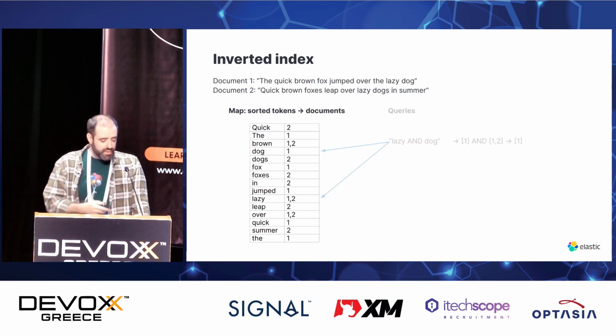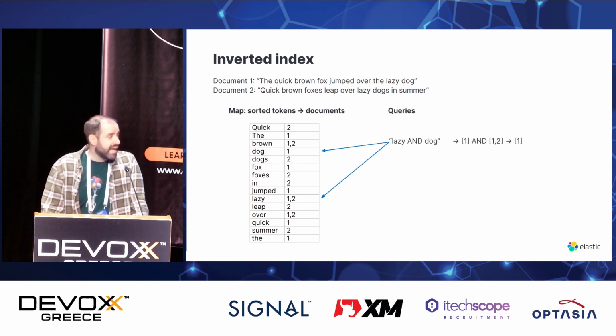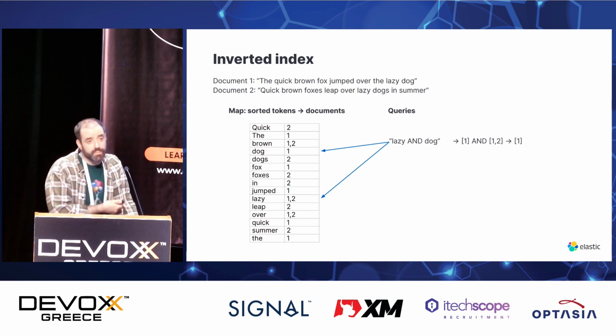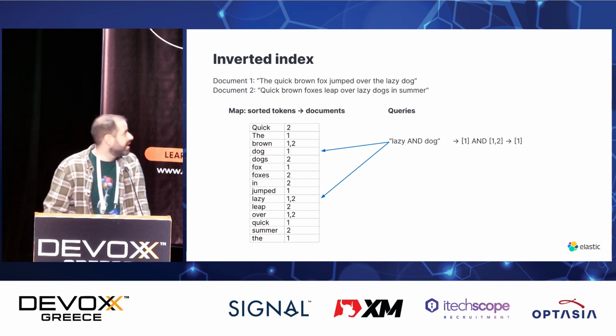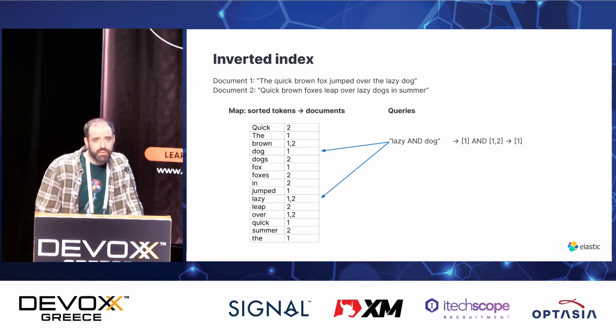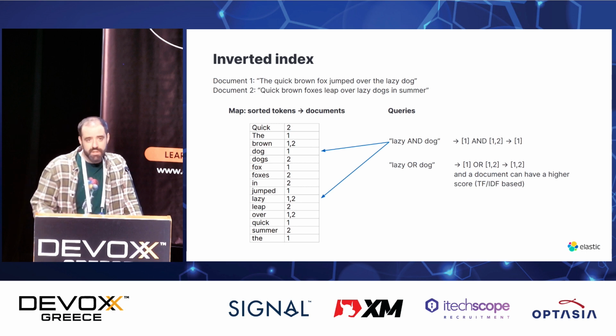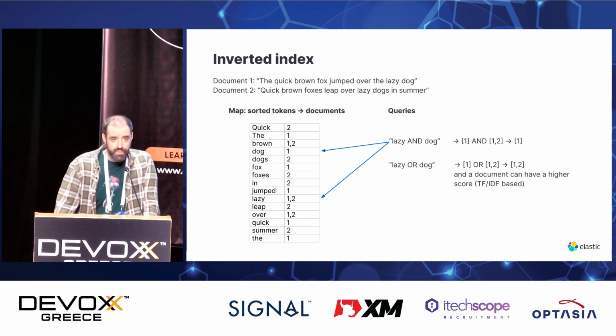So let's assume now that users want to search for lazy and dog. You would go into your inverted index. You would see that dog is contained in document 1, lazy in both documents. So you would return, because you want lazy and dog, only document 1. You could, of course, have searched also for lazy or dog. In this case, you would return both documents, right?